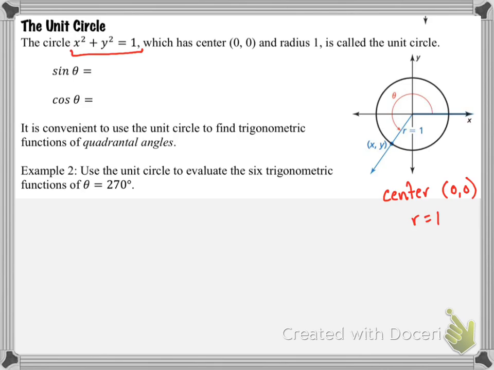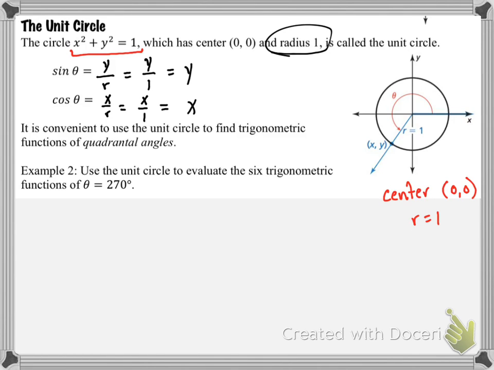Okay, this one's super useful because then our definitions, we love the unit circle because then my y over r definition now becomes y over 1, which is just y. So if I'm on the unit circle, the sine of theta is just equal to that y coordinate, and the cosine of theta is just equal to the x coordinate. Again, only when that radius is 1. That's why we like it.